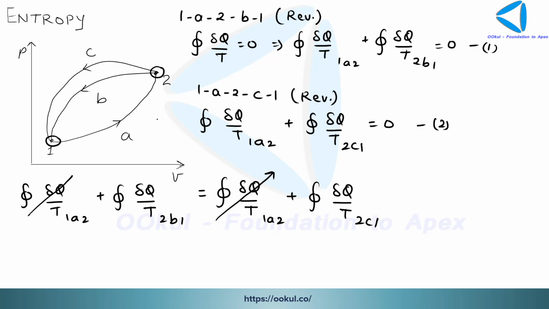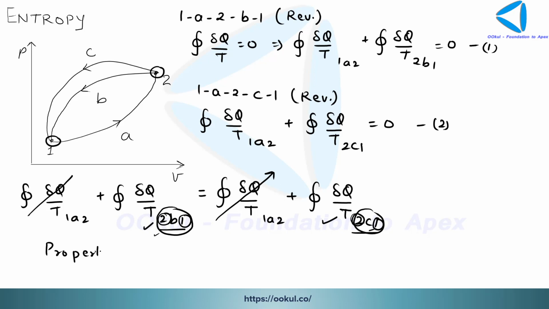when we are going from 2 to 1 via the path B, and in this case we are going from 2 to 1 via the path C. Okay, so we know that the paths are different. In this we are following the path 2B1, in this we are following the path 2C1, but delta Q by T is same. So we know that such quantities, which have the same values, and the values depend only upon the starting and the end point, this is the starting point, this is the end point, irrespective of the path, such kind of quantities are known as thermodynamic properties.